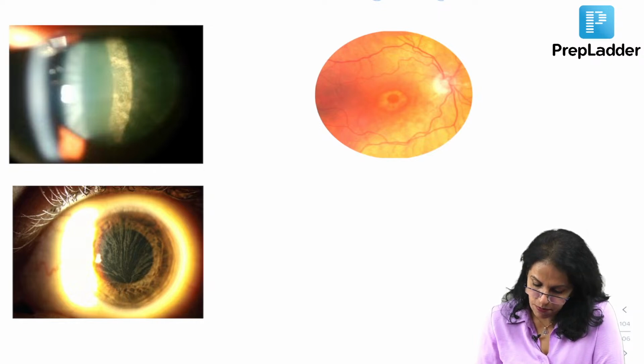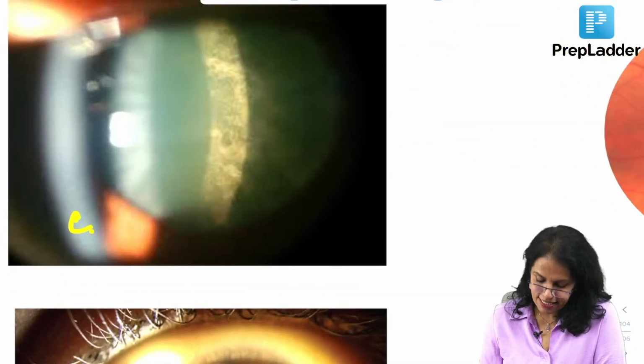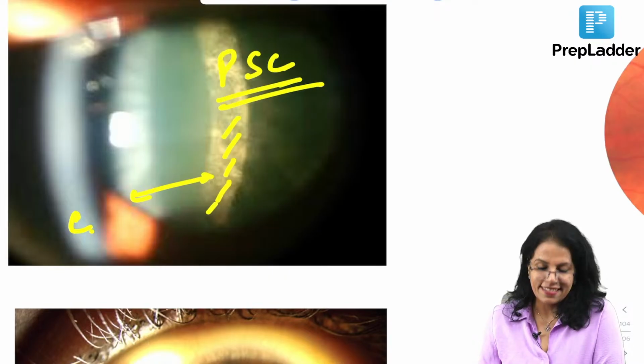Posterior. Can you see it is a posterior subcapsular? Are you convinced? Can you see this corneal section? Look here. This is the cornea slit. The light is going everything from here to here. The lens is clear, but not here. This is not clear, right? So it's a posterior subcapsular cataract, right?